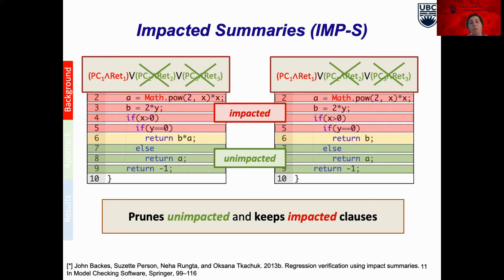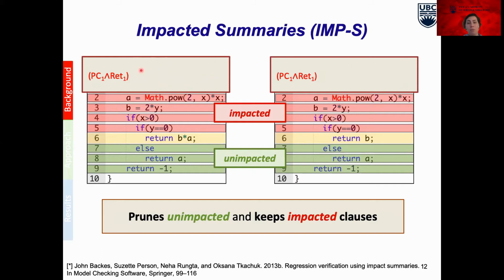Impacted summaries is another approach for simplifying symbolic summaries. Instead of abstracting common code blocks, it identifies statements impacted by the change, which we highlighted in red in this example, and only considers those in the summaries. That is, it prunes unimpacted parts of the summaries highlighted in green, and formally proves that only considering impacted parts is sufficient to prove or disprove equivalence.